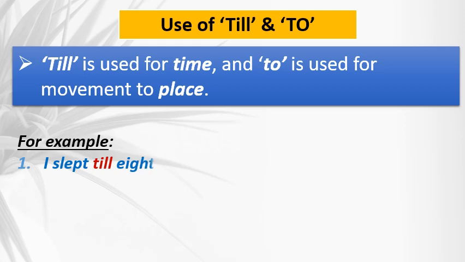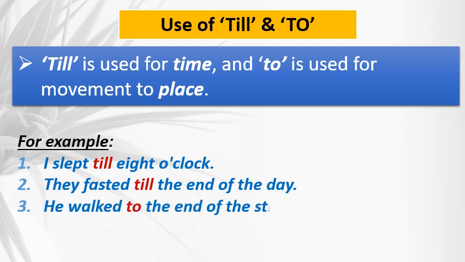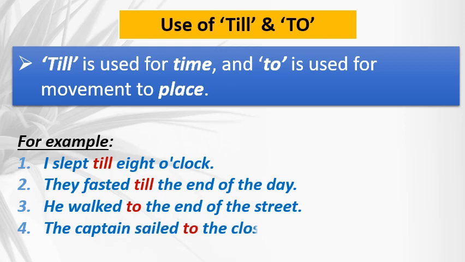Number 1, I slept till 8 o'clock. Number 2, they fasted till the end of the day. So as here specific time is given, that is why till is used. Fine. Number 3, he walked to the end of the street. Number 4, the captain sailed to the closest port. So as you can see, here to indicates the movement from one place to another place.